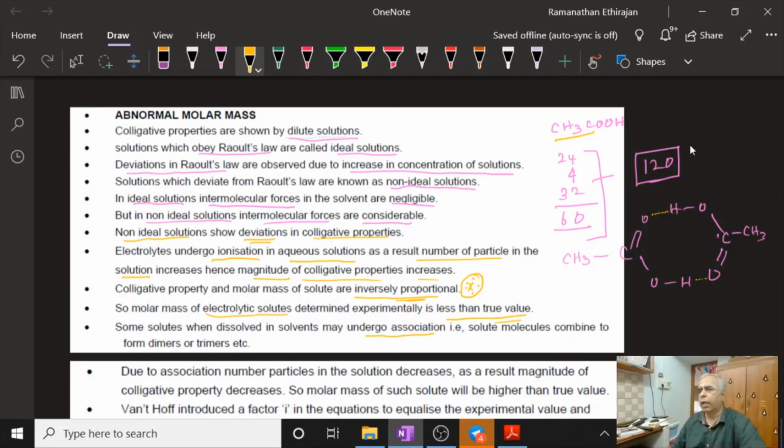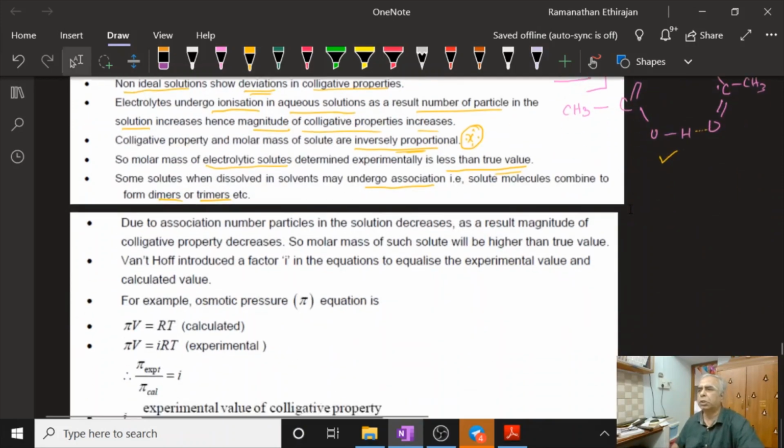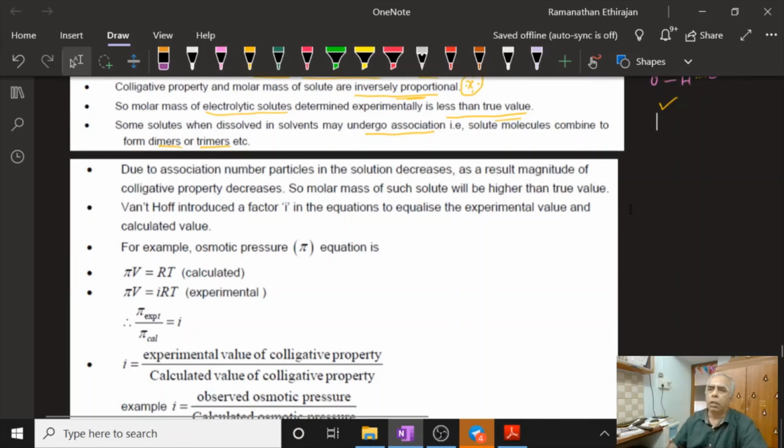So they form dimers or trimers. Dimers, as in the case of acetic acid, I had explained. Now, due to the association, the number of particles in the solution decreases.